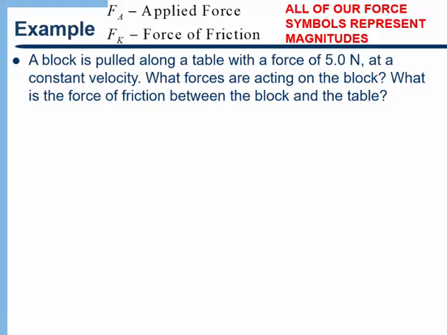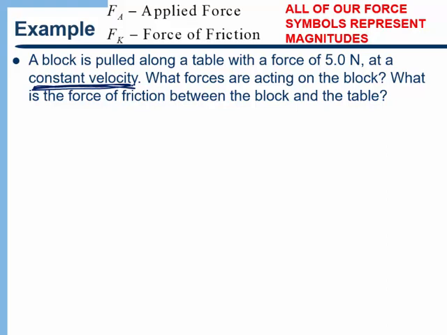Let's look at a simple example. A block is pulled along a table with a force of 5 newtons at a constant velocity. What forces are acting on the block, and what is the force of friction between the block and the table? One of the things that you always want to watch out for in a physics problem are the key phrases. And here the key phrase is constant velocity. So we've got to make sure that we don't miss that.